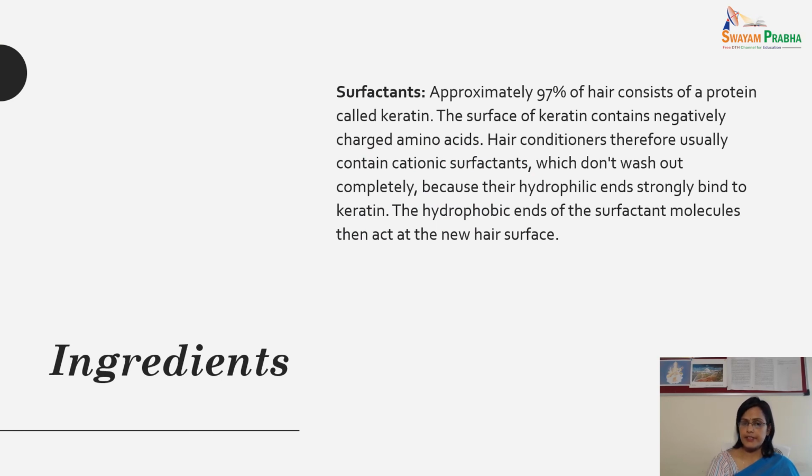Ingredients: surfactant. So these are the ingredients of hair conditioner. Surfactant: approximately 97% of hair consists of a protein like keratin, which contains negatively charged amino acids. So hair conditioner usually contains cationic surfactants, which don't wash out completely because they are hydrophilic and strongly bind to the keratin. The hydrophobic ends of the surfactant molecules then act as the new hair surface.